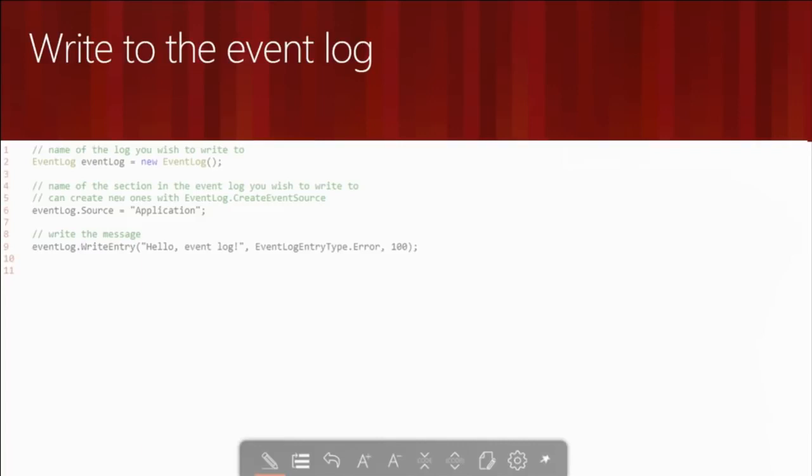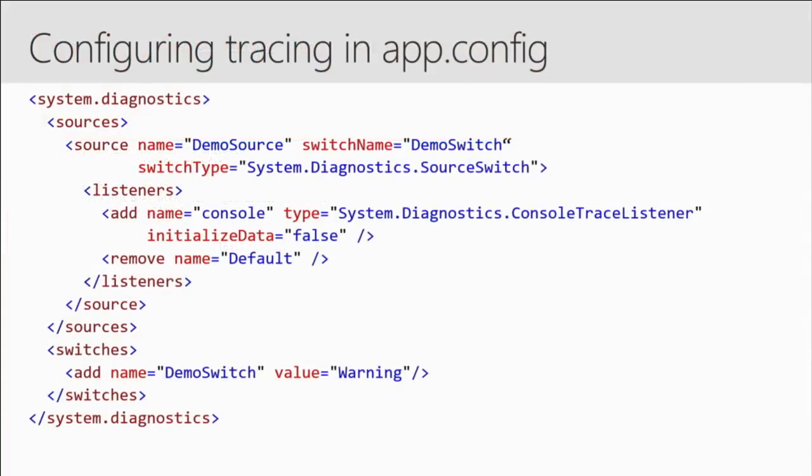Anyways, you can write to the event log. Like I said, that's not my favorite place to put exceptions. But for web applications, it works okay. The catch is to make sure that the application has been registered with the Windows event log, which you can't do in a web application. Here's how you can set up tracing in app.config.